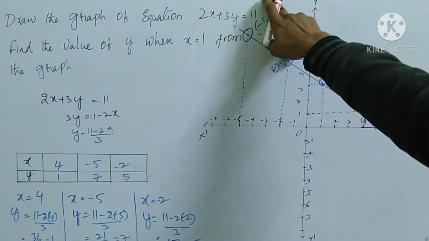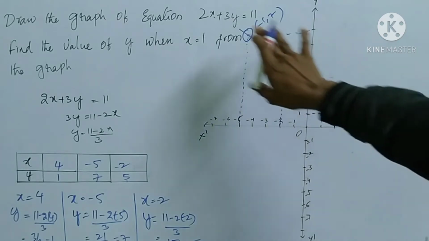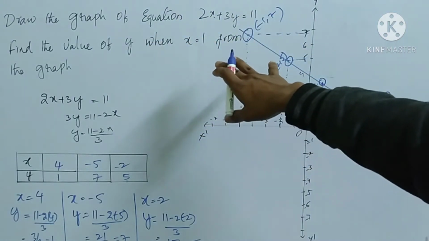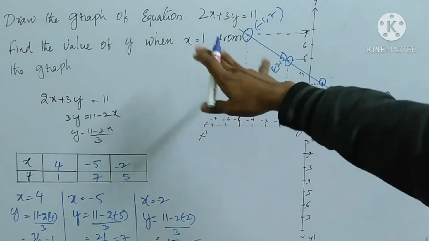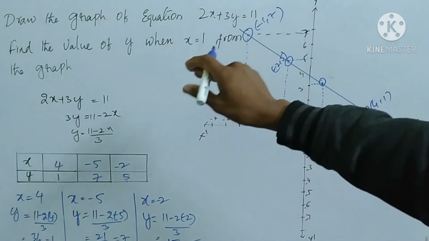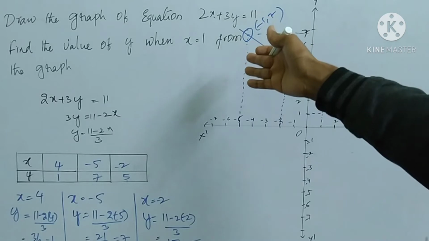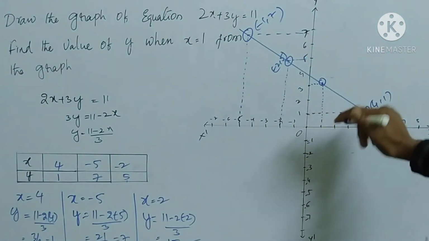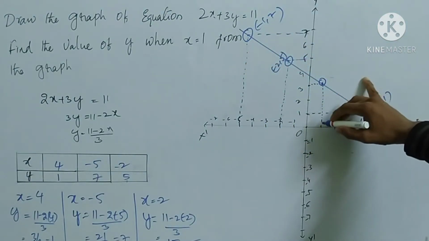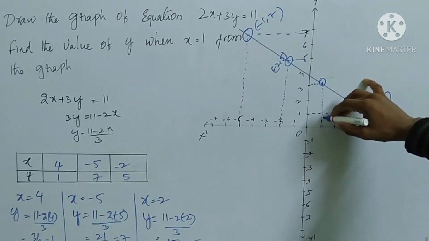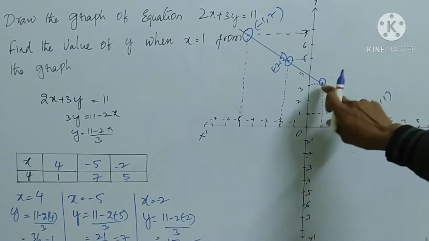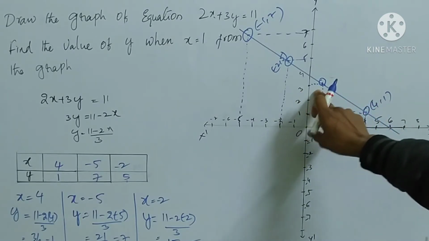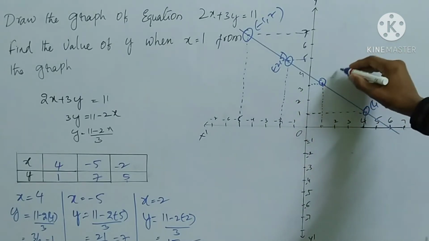First question, draw the graph of the equation, completed. Find the value of y when x is equal to 1 from the graph. Once again, I repeat, second one: find the value of y when x is equal to 1 from the graph. Here x is equal to 1 on the graph is here. So, draw a perpendicular line of x. It will intersect the line at y is equal to 3. So, this is the answer to the second one.